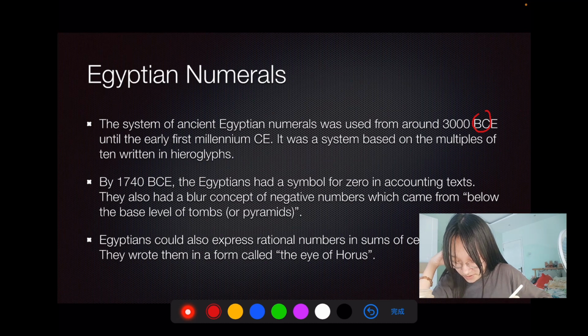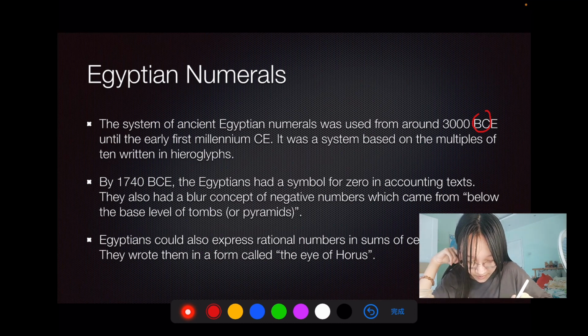By 1740 BCE, the Egyptians had a symbol for 0 in accounting text. They also had a blurred concept of negative numbers, which came from below the base level of tombs or pyramids. Egyptians could also express rational numbers in sums of certain fractions. They wrote them in a form called the Eye of Horus.